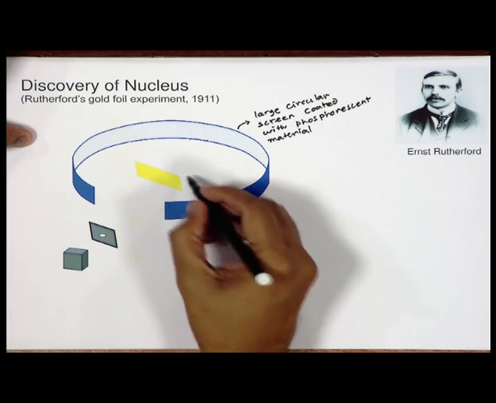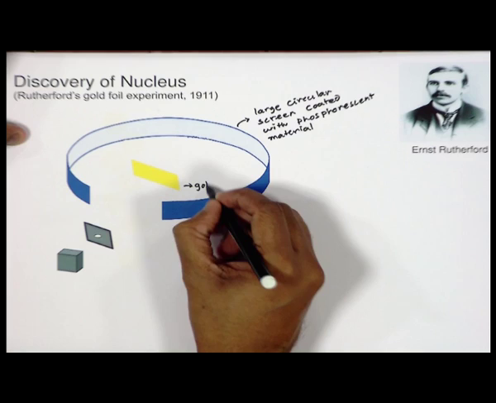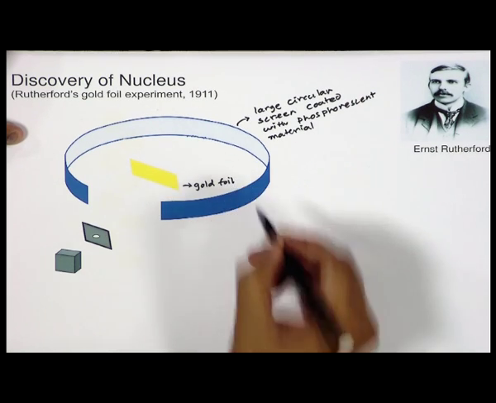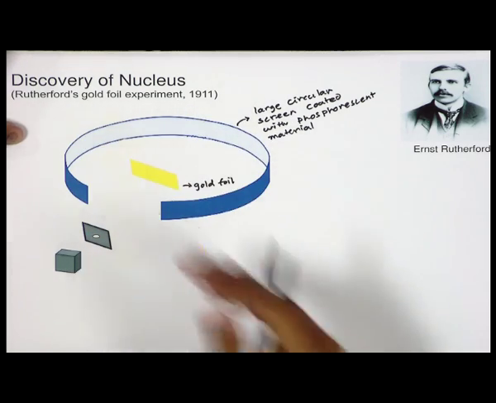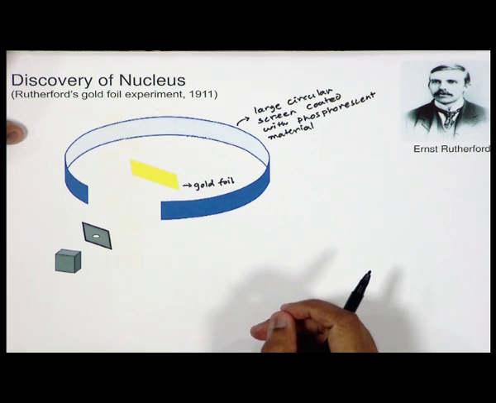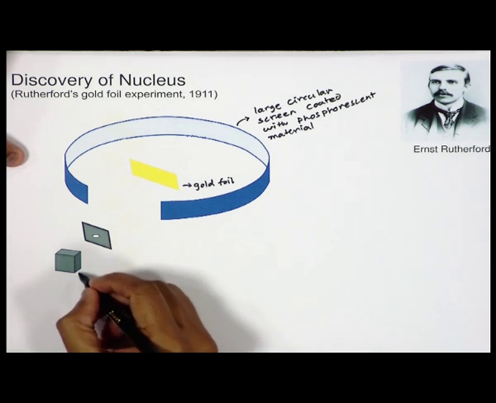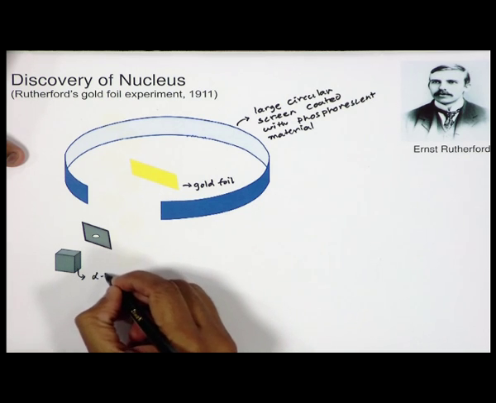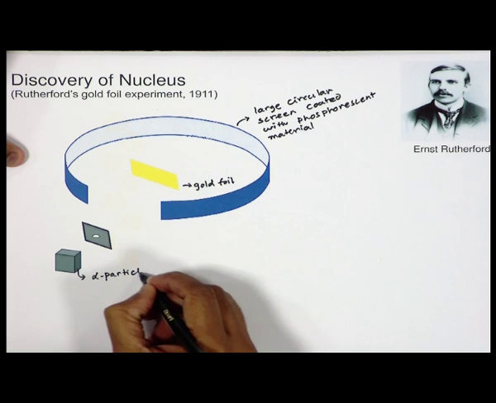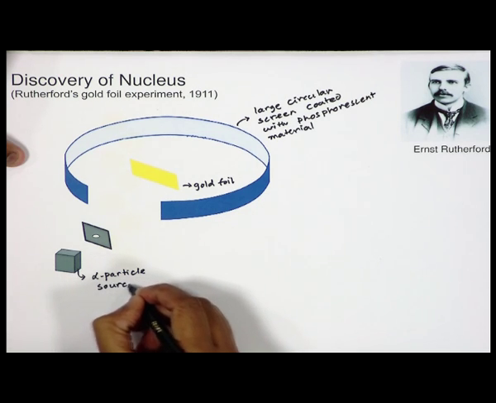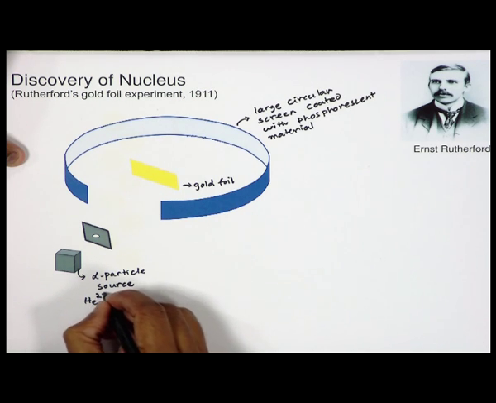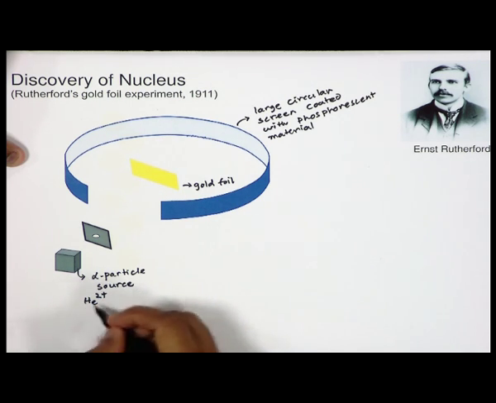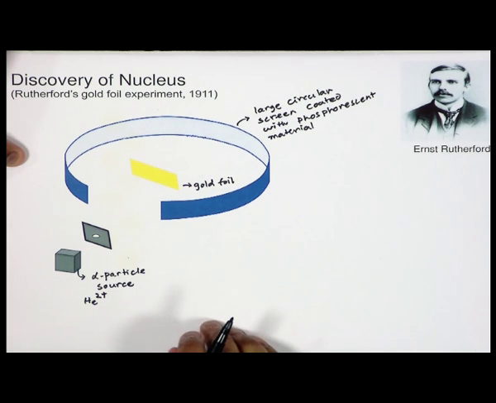He has used a gold foil here. Gold foil is a very thin foil that is kept in this way. It is just like a piece of paper. He has a source of alpha particles. You can imagine it like a gun which emits alpha particles. Alpha particle is simply doubly charged helium. So, these are positively charged particles with known masses.